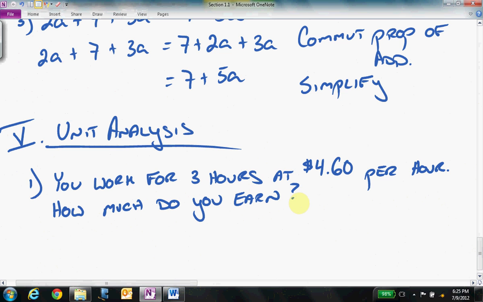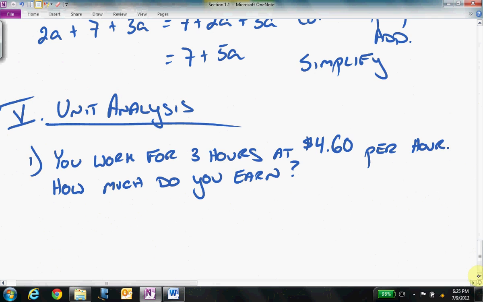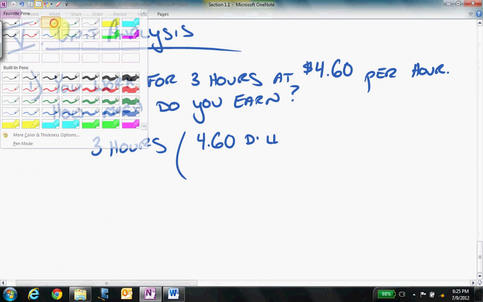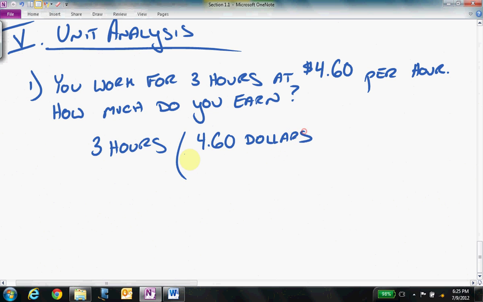A really basic question. Be like, well, you can add 4.60 three times, or you can multiply. And we all know multiplying is quicker, so we're just going to set up our problem this way and say, alright, well, I've got 3 hours, and since we're doing unit analysis, you always want to make sure you include your units. Alright, so 3 hours, we're going to multiply that by $4.60 an hour. So that's going to be over 1 hour.